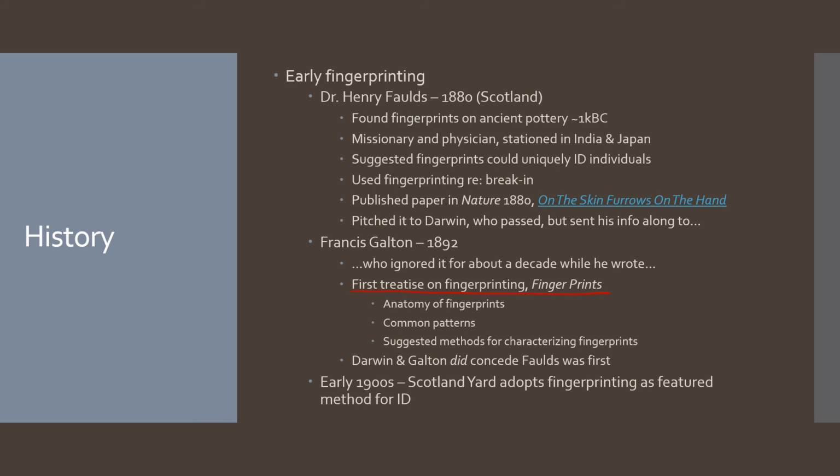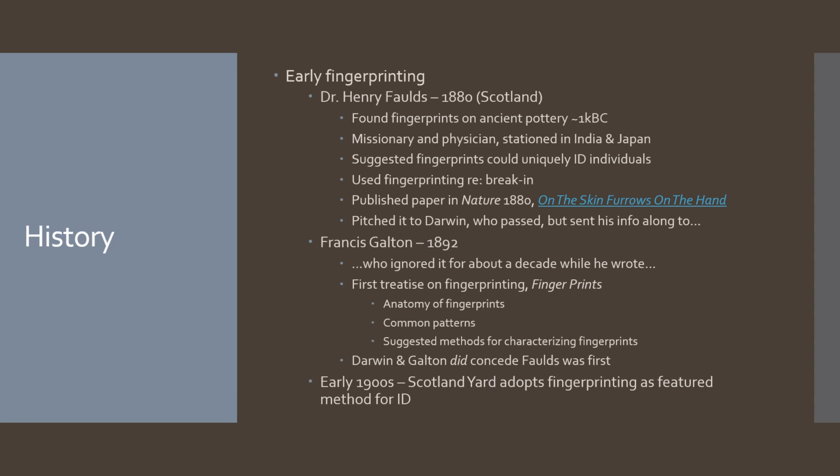The treatise on fingerprinting, conveniently named Fingerprints, gave an overview of the anatomy of fingerprints, suggested common patterns that we still use today, and suggested methods for characterizing fingerprints also used today, stuff like dusting for fingerprints and for how to roll the finger properly and things like that. Later on, Darwin and Galton did concede that Faulds was first. They weren't trying to hide that or anything. I personally, again, in the human aspect of thinking of these scientists, find it super amusing that both of these guys saw this in advance and were just like, meh, I don't care.